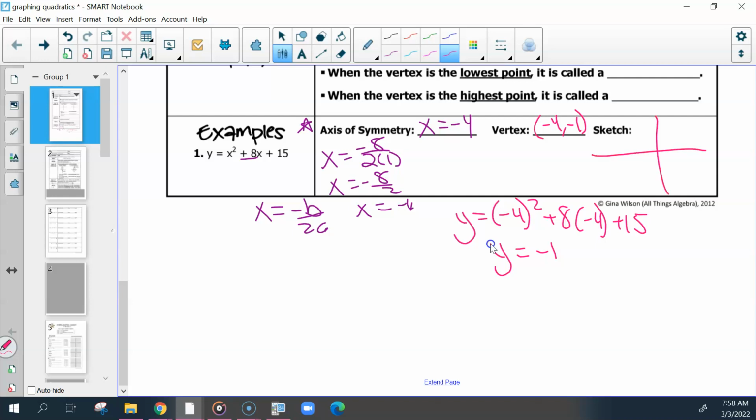Draw an x and y axis. Draw where your axis of symmetry would be, so at x equals negative 4. You're going to draw a dotted line or a dashed line, a vertical dashed line. Mine is clearly not straight, so it's okay. You're going to draw in your vertex, which is going to be on this line. So negative 4, negative 1.